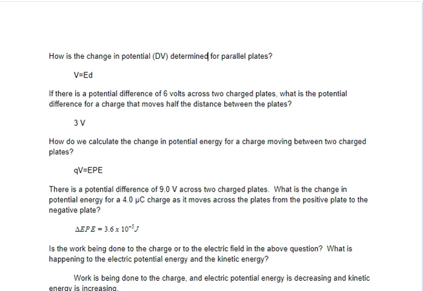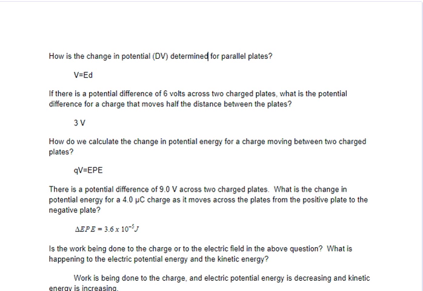How do we calculate the change in potential energy for charges moving between two plates? Again, Q times V is electric potential energy. There is a potential difference of 9 volts across two charged plates. What's the change in potential energy of a 4 microcoulomb charge as it moves across from the positive plate to the negative plate? Well, we're going to take 4 times 10 to the minus 6 and multiply that by 9, because we're taking Q times the voltage. And that's 3.6 times 10 to the minus 5 joules.